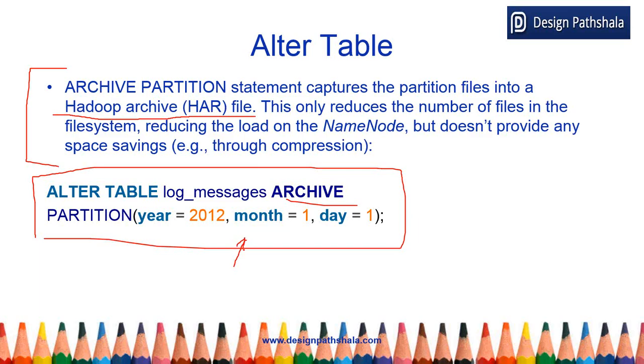Rather than 5 small files, I've created one big file, and that reduces the load on your name node, nothing else. So the files which I am not using, or the partitions which are older, I can archive them with the help of the archive partition command.